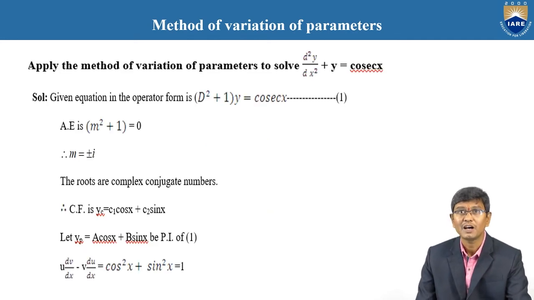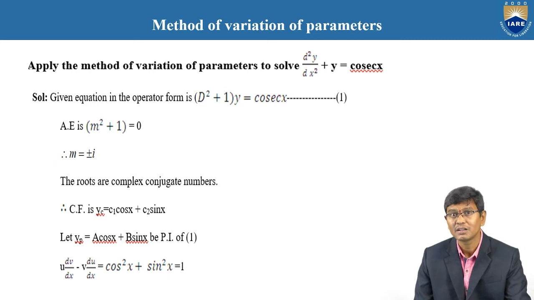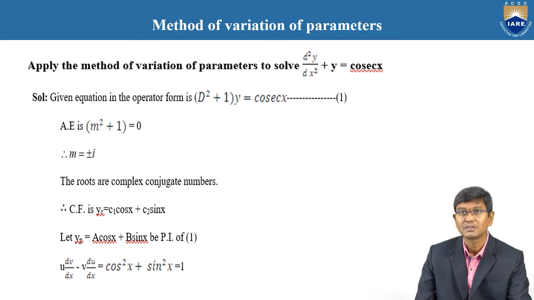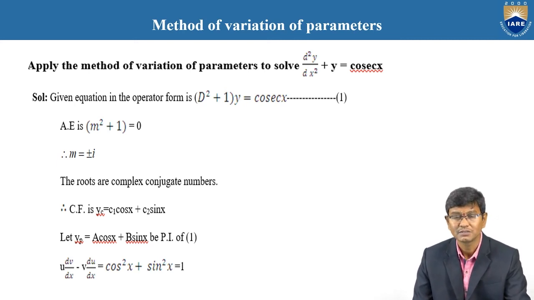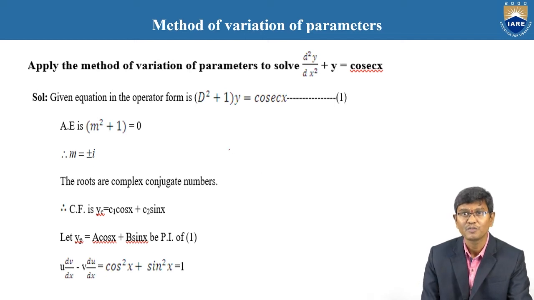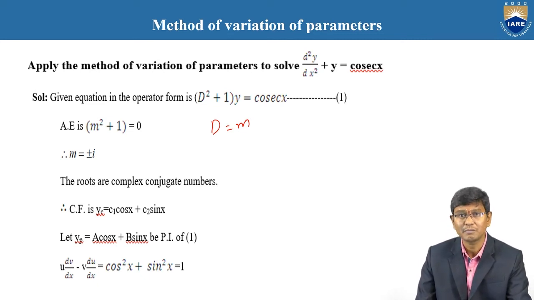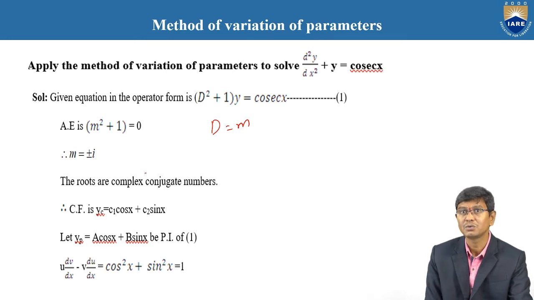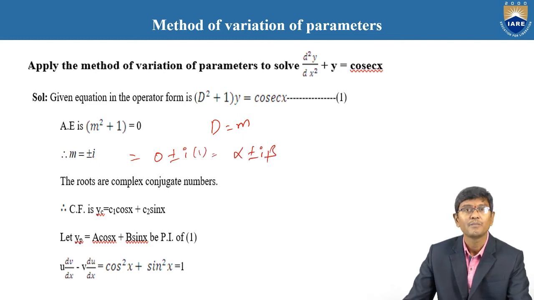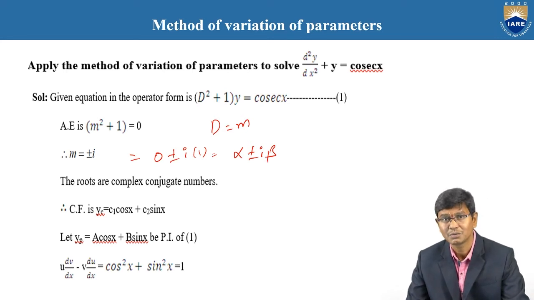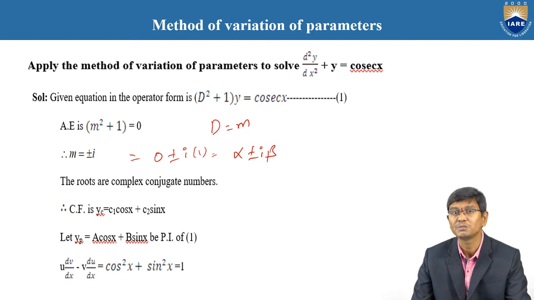Here also, apply the method of variation of parameter to solve d square y by dx square equal to cosecant x. Here also, first we need to find the auxiliary equation, by replacing d with m. Therefore m square plus 1 is equal to 0. Solving, m is equal to plus or minus i. Therefore the roots are complex, 0 plus or minus i into 1, that is alpha plus or minus i beta. The real part alpha is 0, and the imaginary part beta is 1.